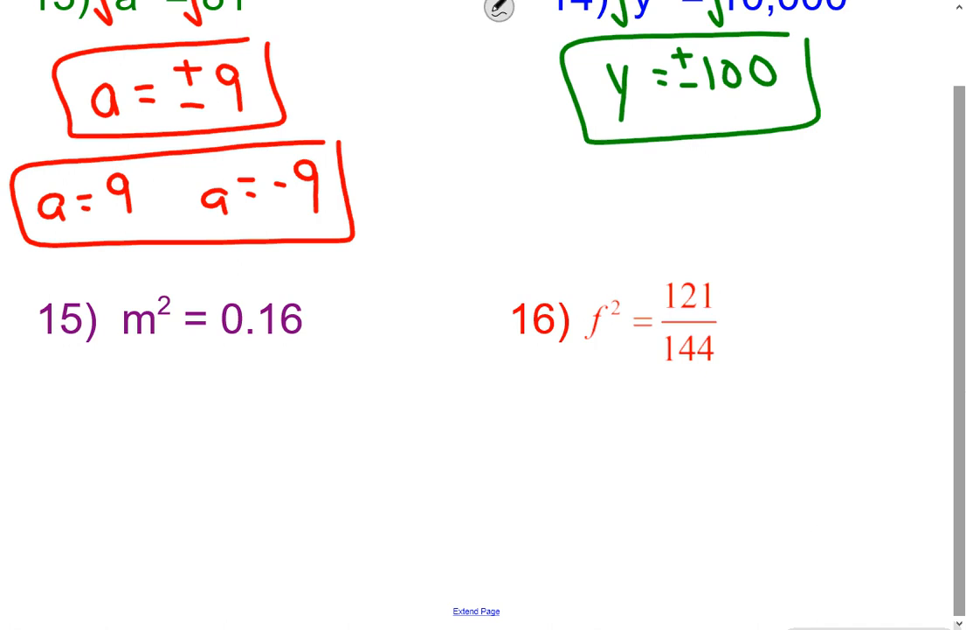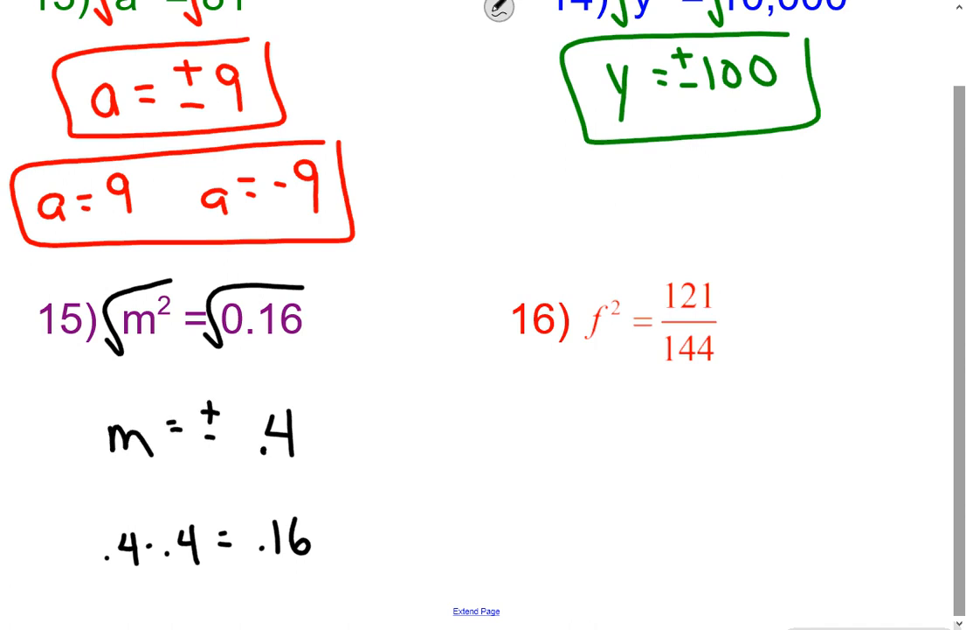m squared equals 0.16. Square root of both sides. I noticed that there's 16 in that, so that would tell me that it must be some form of 4. Well, 0.4. What's 0.4 times 0.4? Well, 4 times 4 is 16. Then I have to move the decimal over 2 places. 0.16. Perfect. I got it. So m, square root of m squared is m, equals, and then don't forget we have our plus or minus. Sometimes it's nice to have that 0 in front of there just so we can see the decimal. And there's my solution to that equation.